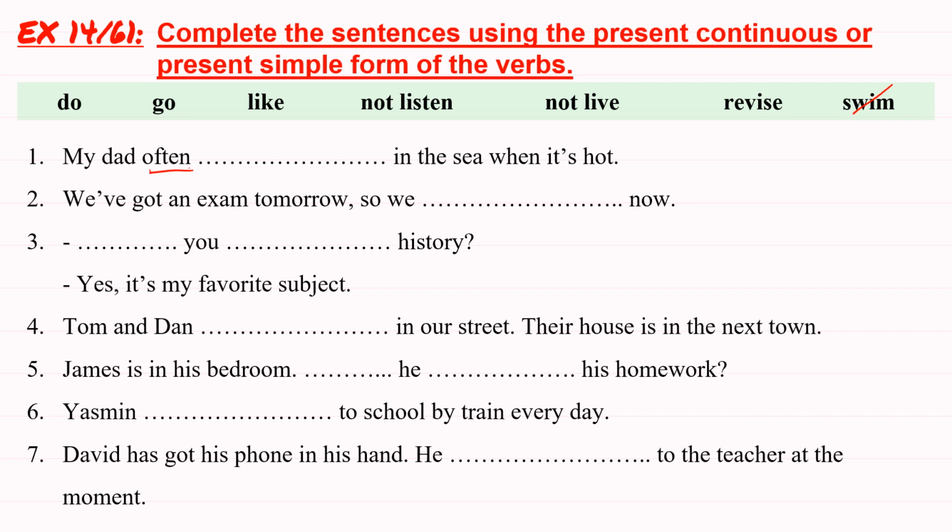So we write swim like this. And because the subject my dad is a singular noun, so we have to add s after swim. Ok, bởi vì my dad là danh từ số ít mấy bạn ha, cho nên là chỗ này chúng ta sẽ thêm s vào đằng sau động từ.